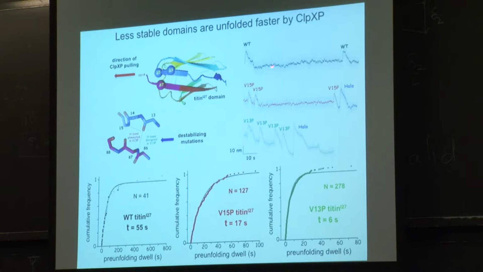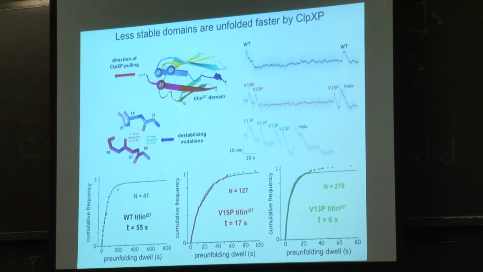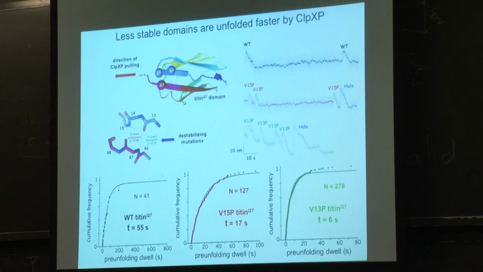Then we investigated the time of the pre-unfolding dwell before this big B2B distance for each of these unfolding events. What we saw is that for wild-type Titan, the most stable, we saw relatively long pre-unfolding dwells. Whereas for the V15P Titan, which has the intermediate mechanical strength, we saw shorter pre-unfolding dwells. And for the V13P Titan, we saw the shortest pre-unfolding dwells, which are the flat periods in between these jumps.